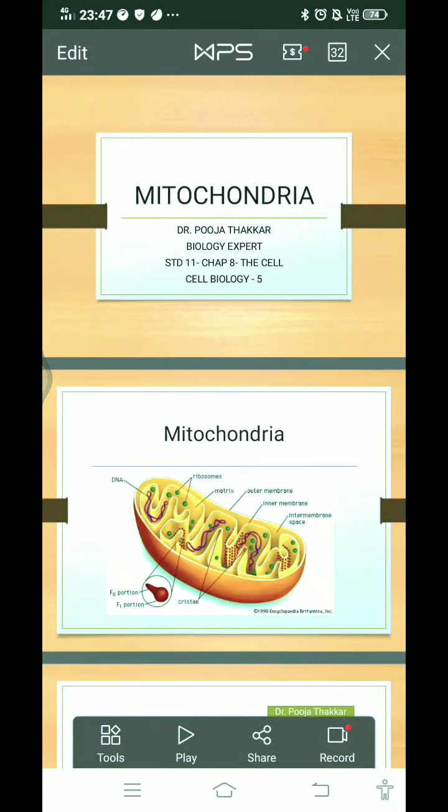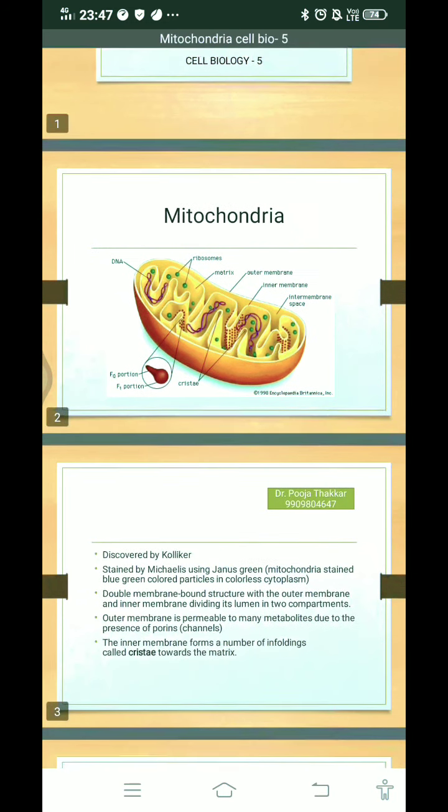Dear students, this is Dr. Pooja Thakkar, a biology expert, and we are in the fifth session of cell biology. Here we need to discuss mitochondria.